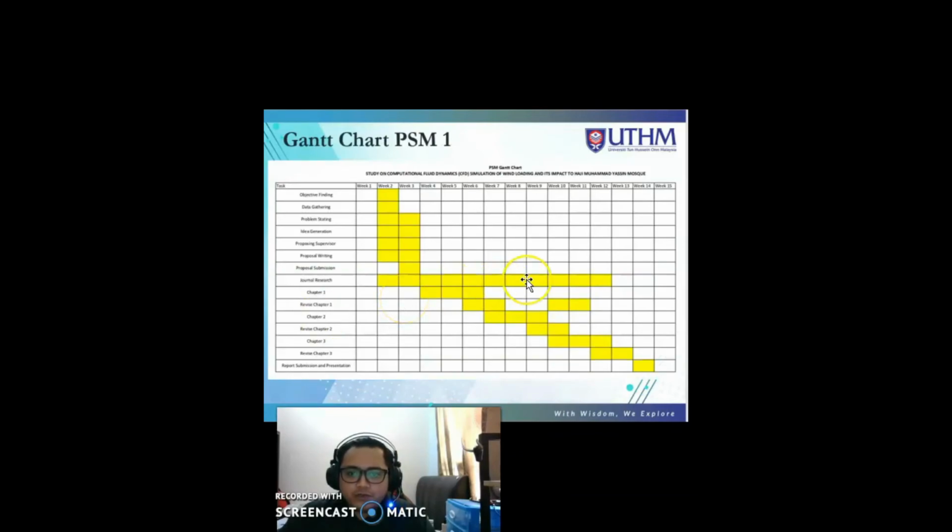Next is my Gantt chart for PSM. This is the progress of my work for PSM 1, which totals 14 weeks, starting with objective finding, data gathering, problem setting, idea generation, proposing supervisors, proposal writing and proposal submission. For the whole PSM, the general research proceeds through the 11 weeks, and Chapter 1 starts at week 4 until Chapter 3 ends at week 13. The report submission will be in week 14.